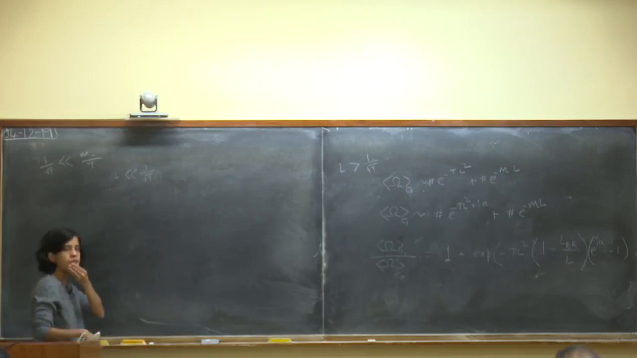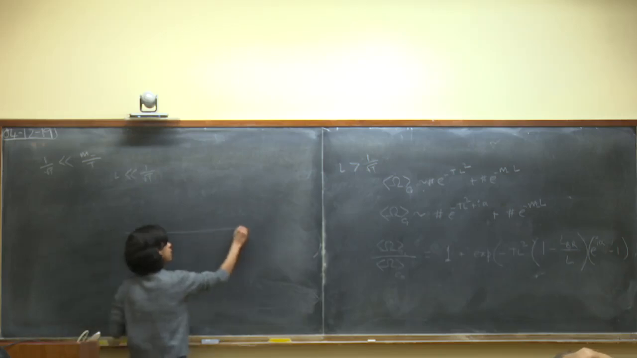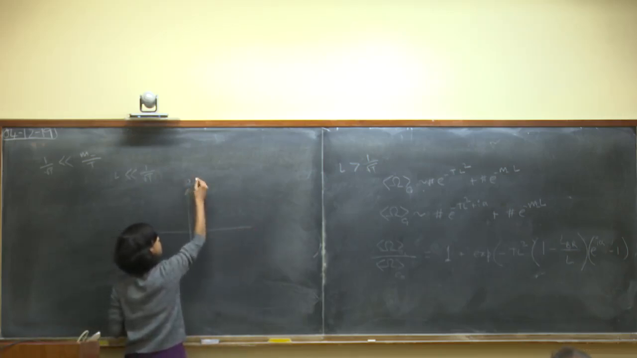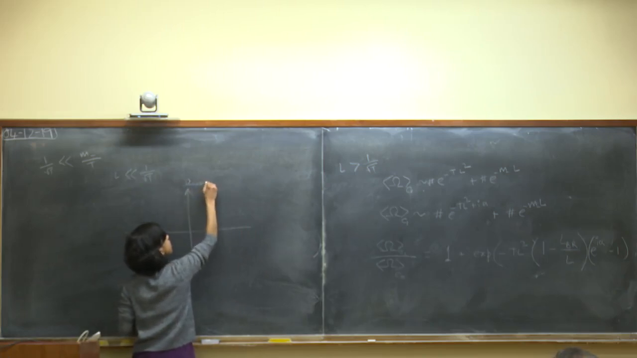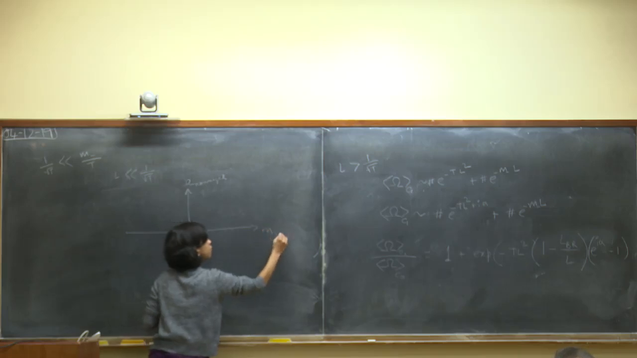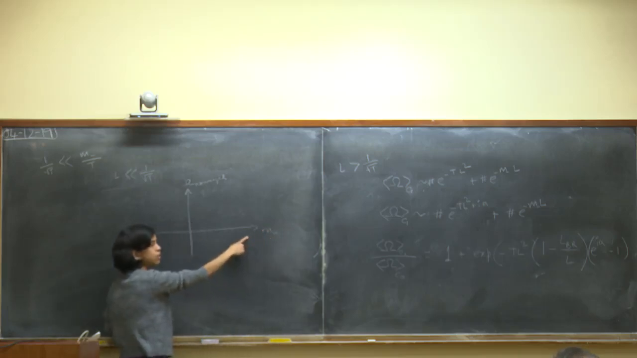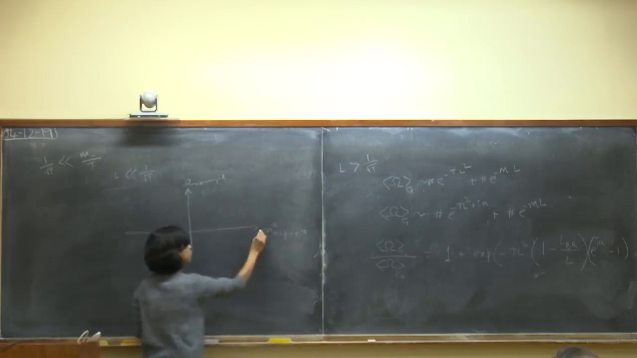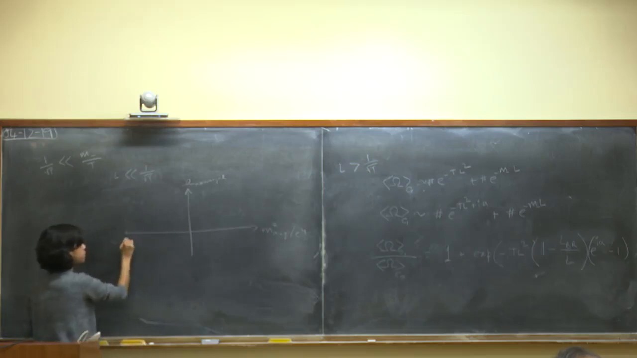So this is the diagram that I was drawing yesterday. So I had my order parameter. I was plotting this with respect to m charge square over e to the 4. Now I'm going to do m average square over e to the 4. So this is positive, that's negative.